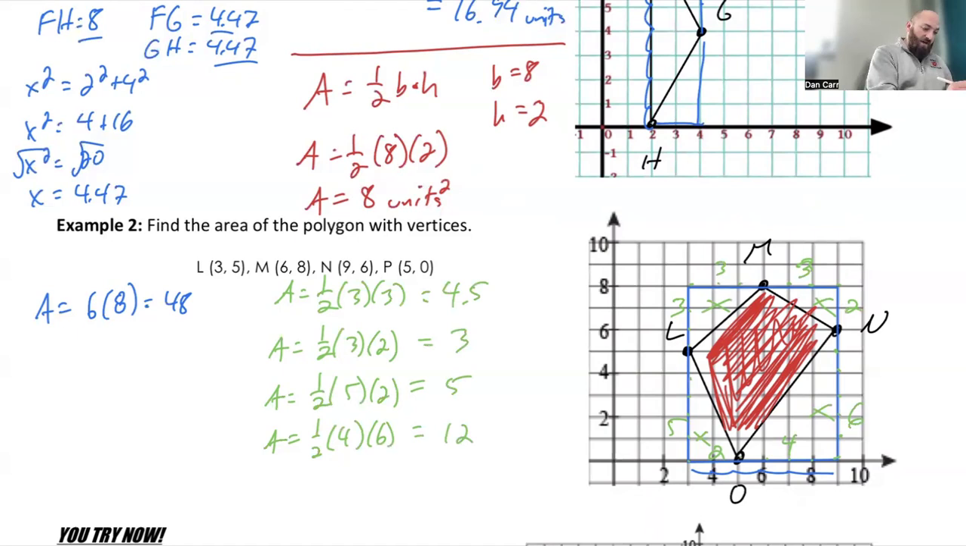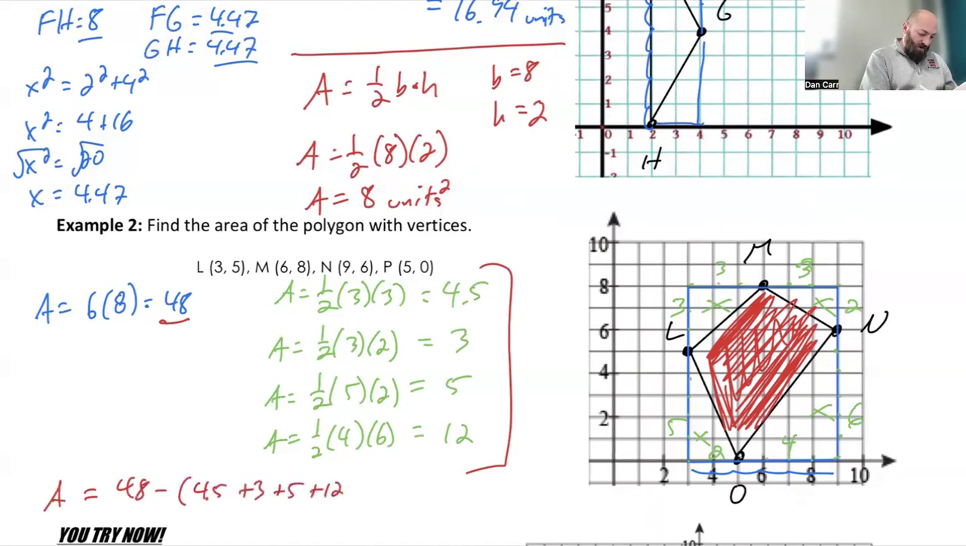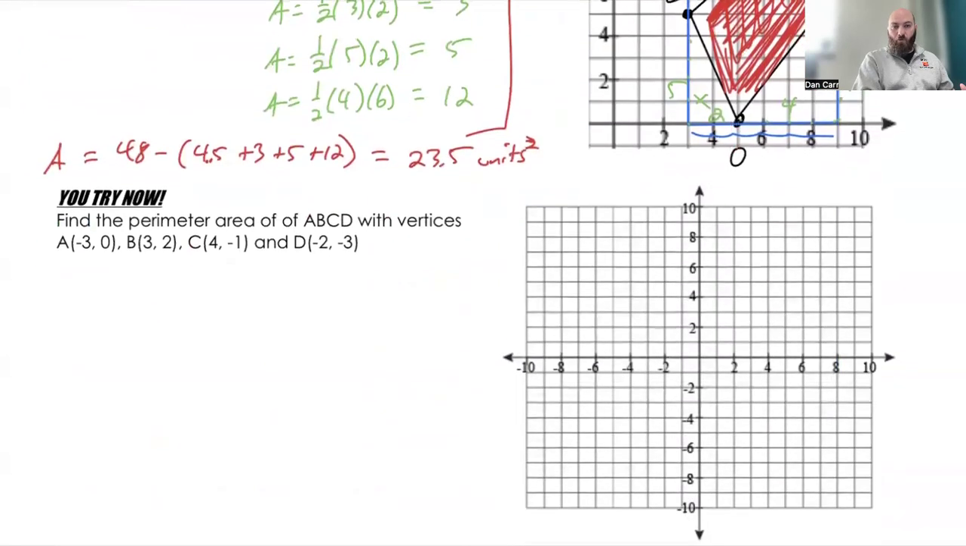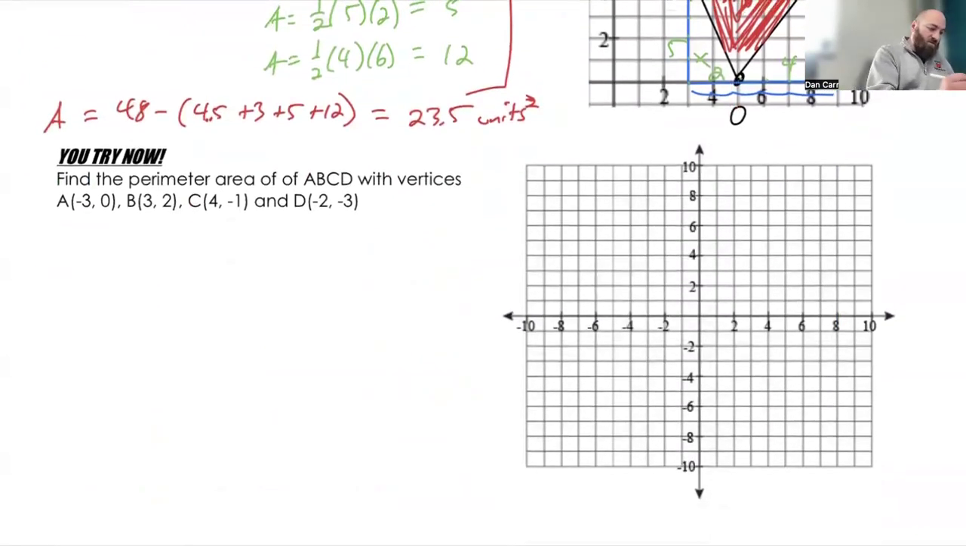So the overall area of my red figure is going to be the difference between this and all 4 of those. So the area is going to equal 48 minus 4.5 plus 3 plus 5 plus 12, like that. I got 48 minus all of those, and that comes out to 23.5 units squared. Okay, so this is for those irregular polygons, the ones where we can't quite model like we can the other ones. Okay, so let's just do one more just to see this last example.